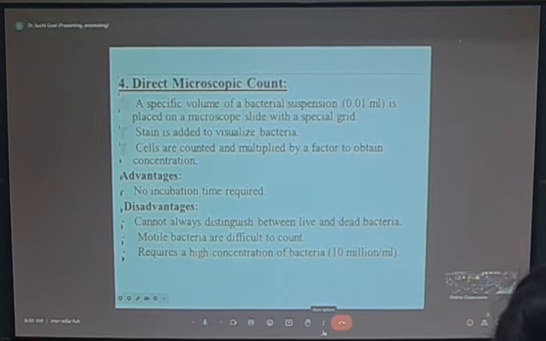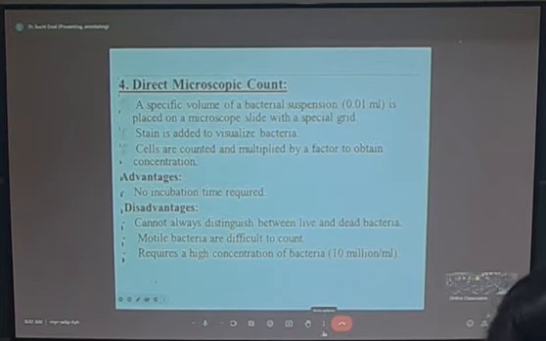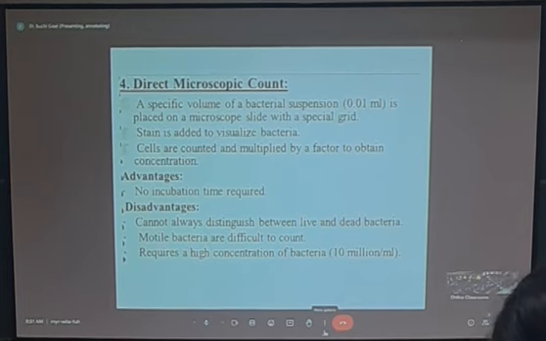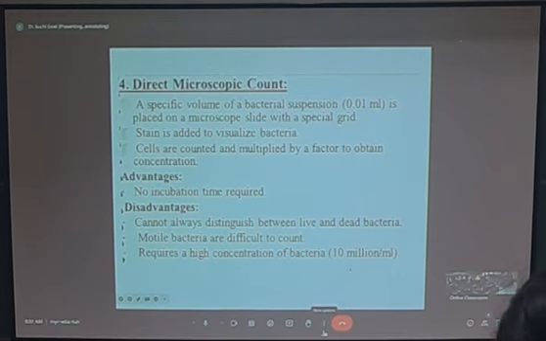Another problem is sometimes the motile bacteria become very difficult to count. Because sometimes they will be moving, it may move from one square to another square, then I will do a double counting there, so sometimes it becomes difficult to count those bacteria. And then another problem is you need a high concentration of bacteria. For example, if I do it in a lake in Tirupati, it will not have that much bacterial load. So I cannot count using a hemocytometer. I need to have at least 10 million cells per ml to count the bacteria. And that becomes really difficult sometimes. So these are the disadvantages of this method.